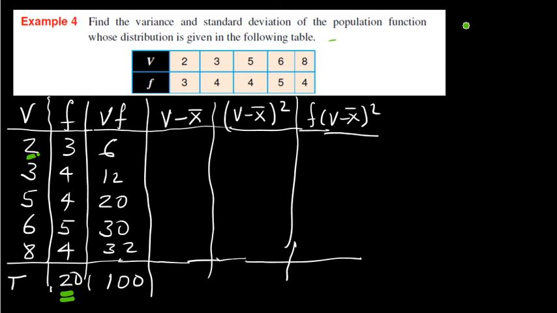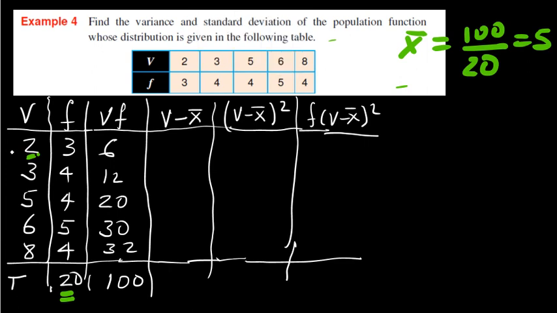Therefore, at this point, we can find the mean. The mean is equal to the total sum, 100, divided by the total frequency, which is 20, which will be 5. Okay, we have the mean now. Once we have the mean, let's find the deviation. Each value will be taken, the difference between each value and the mean. So 2 minus 5 will be negative 3, and 3 minus 5 is negative 2, and 5 minus 5 is 0, and 6 minus 5 is 1, and 8 minus 5 will be 3.